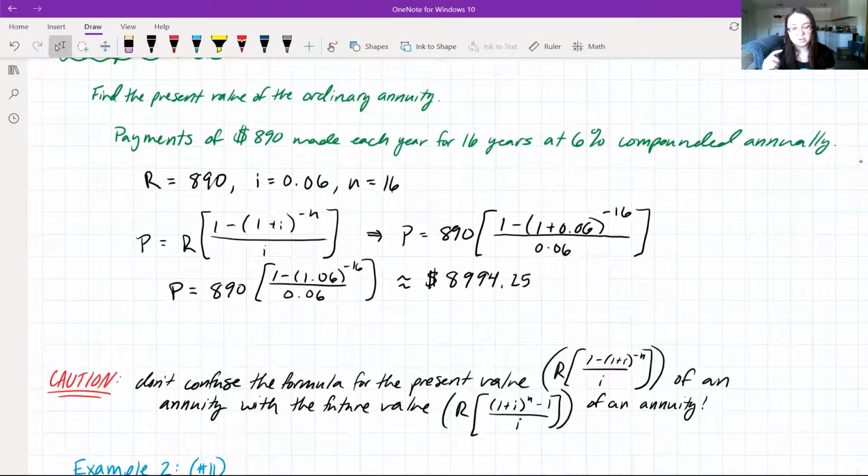Now, just a word of caution, you don't ever want to confuse the formula for the present value of an annuity with the future value of an annuity. So I wrote the equations again there, and you can definitely see they are very similar. The only real difference is the numerator, where in the case of the present value, we have 1 minus 1 plus i to the negative n power, and in the numerator of the future value equation, we have 1 plus i to the n power minus 1. It's very important not to confuse those two formulas, because you'll just be solving for a completely different thing.